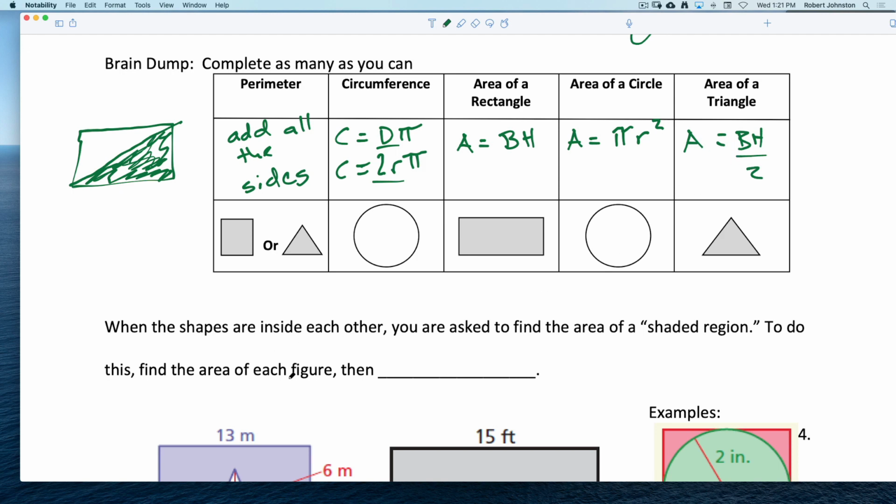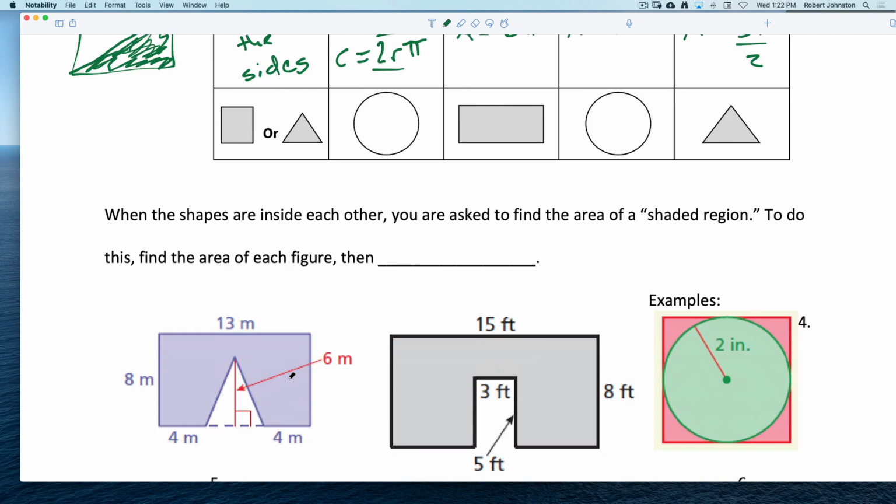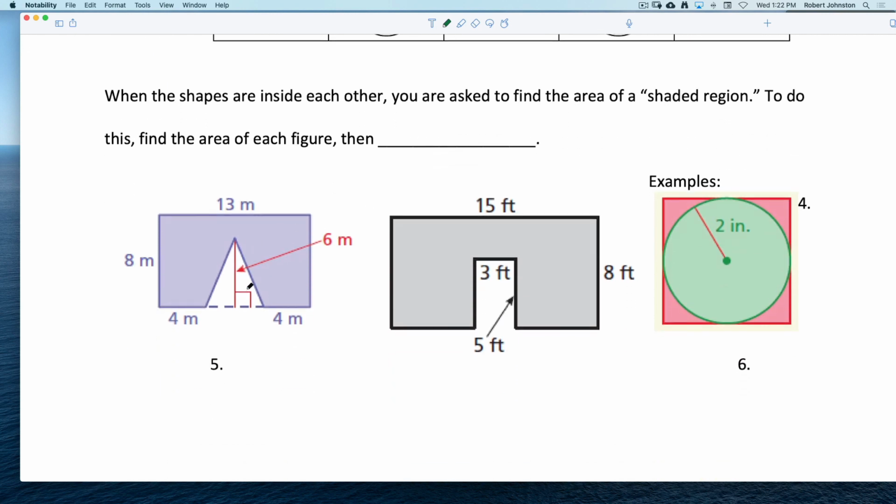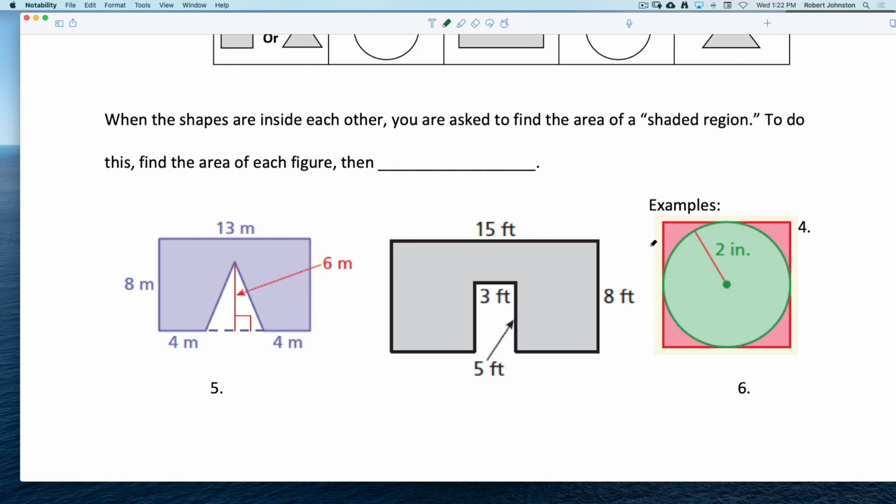So here's the highest level of 7th grade math for this kind of problem, these shaded area problems. For the first time, I'm putting the shapes inside of each other. When the shapes are inside of each other, they will often ask you to just find the area of the shaded part. To do this, find the area of each figure and then subtract them.